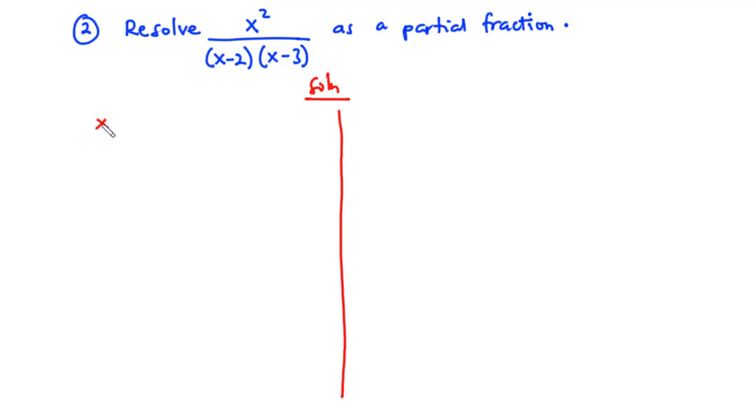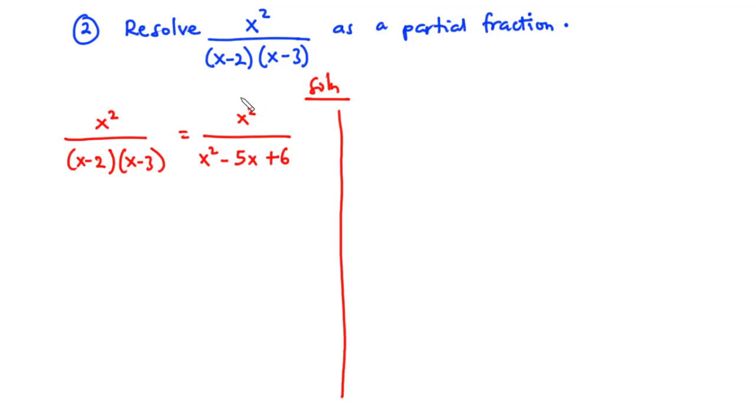So this is x squared divided by x minus 2 times x minus 3. Now let's simplify the denominator. x times x is x squared. x times negative 3 is negative 3x. Negative 2 times x is negative 2x. So negative 2x minus 3x is negative 5x. And then negative 2 times negative 3 is plus 6.